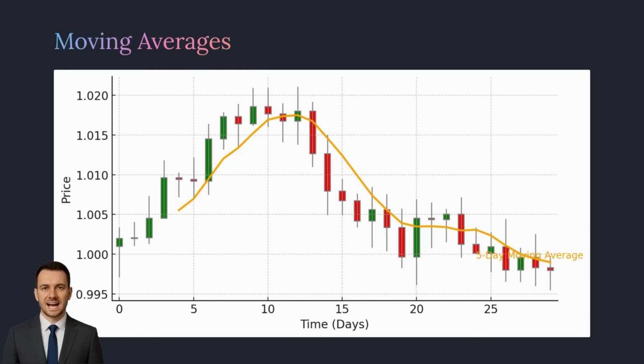Dynamic support and resistance. Moving averages can act as support or resistance themselves. In an uptrend, dips often bounce off the moving average because many traders watch and buy near the MA, and in a downtrend, rallies may stall at the MA.